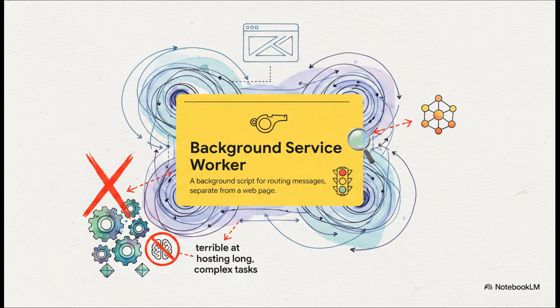In Chrome extensions, specifically under Manifest v3, the background service worker is basically a traffic cop. It's a script running in the background, totally separate from the web page itself, and it is brilliant at its job: routing messages, listening for events, waking up for half a second to handle quick requests. But here's the catch. It is absolutely terrible at hosting long, complex, heavy computational tasks.